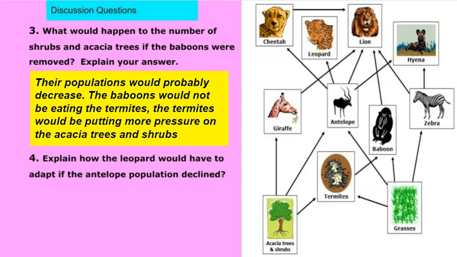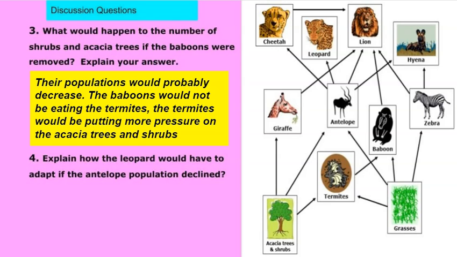The termites will be putting more pressure on the acacia trees and shrubs. Because the baboons aren't keeping the termite population in check, there's more termites than there normally would be. Then there's going to be more pressure on the acacia trees and shrubs, and really on the grasses too. But it didn't ask about the grasses. Then it says, explain how the leopard would have to adapt if the antelope population declined.